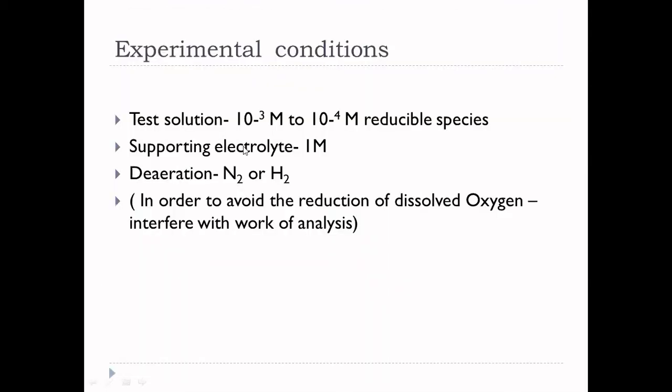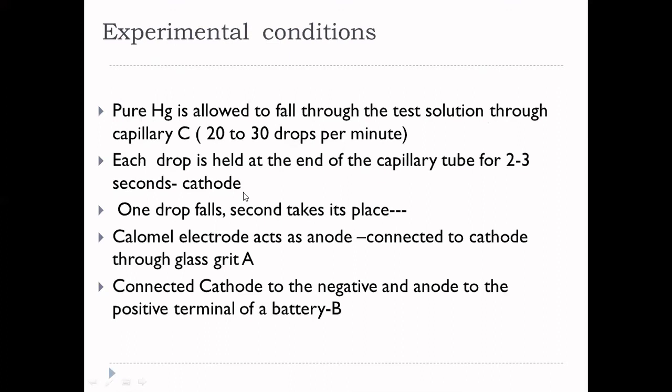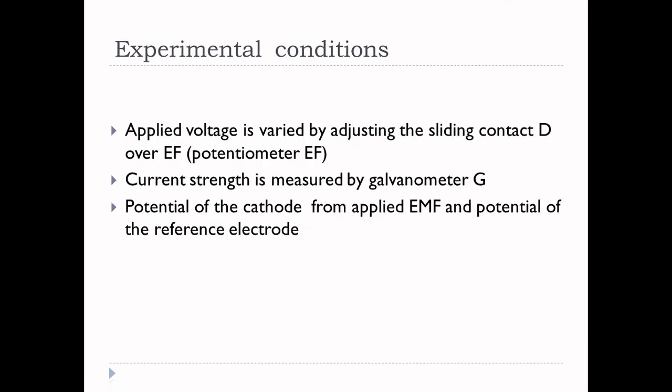Next are the experimental conditions. We take a solution at 10⁻³ to 10⁻⁴ molar concentration, with a supporting electrolyte of 1 molar. Then we pass inert gas, nitrogen, to avoid the reduction of dissolved oxygen, that is, deaeration using nitrogen. Pure mercury is allowed to fall through the test solution from a capillary tube at 20 to 30 drops per minute. Each drop is held at the end of the capillary tube for 2 to 3 seconds and acts as the cathode. One drop falls, then the next takes its place, and that way it continues. The anode is connected to the cathode through a glass grid, with the cathode connected to the negative and the anode to the positive terminal of the battery. That is the experimental condition for the polarographic method.